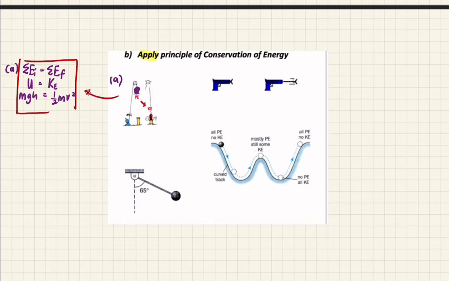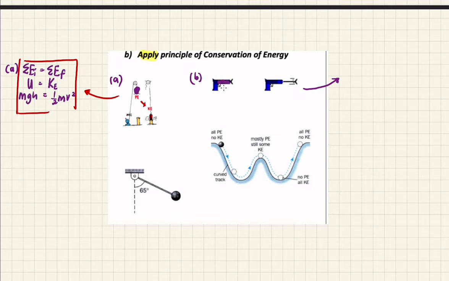Okay, let's go to the second case. Case yang kedua, we have a spring gun. Maksudnya yang ini adalah mainan gun. So what happens is actually, kat dalam gun ini ada spring. Okay, spring tu adalah compress.